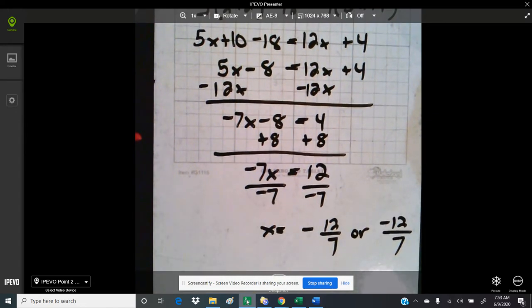So that's what I mean when I say clear out fractions. So practice this skill because it's a really good one to have. If you have any questions, let me know.